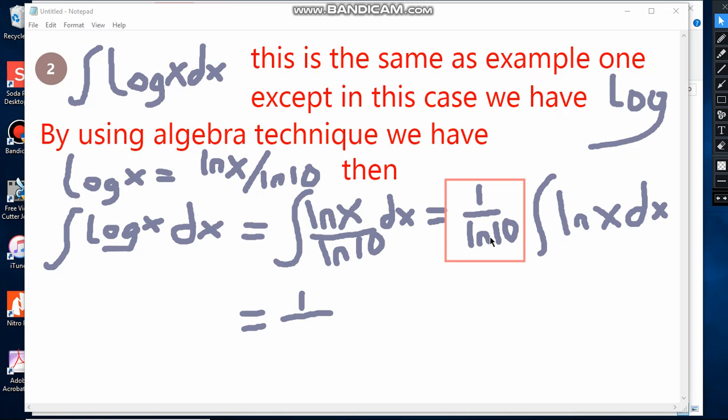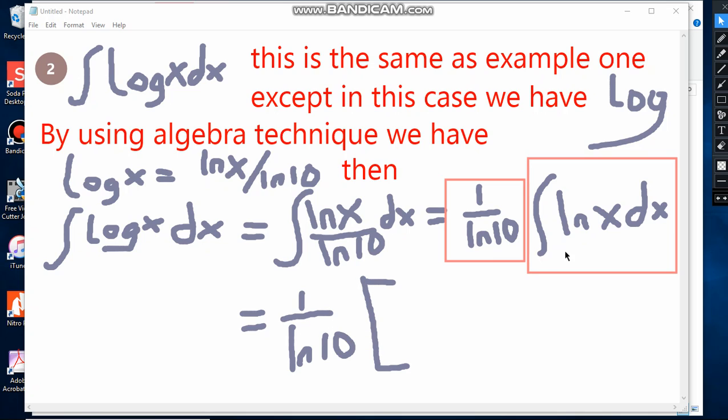So 1 over ln of 10 is this one, in brackets. We have the integral of ln of x dx equal to x times the bracket ln of x minus 1, plus constant.